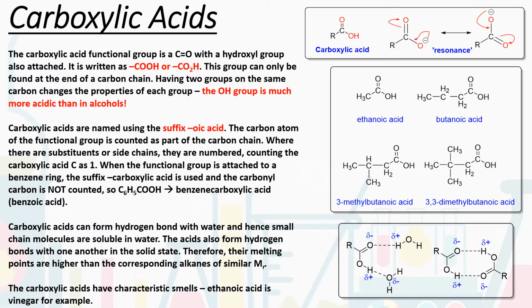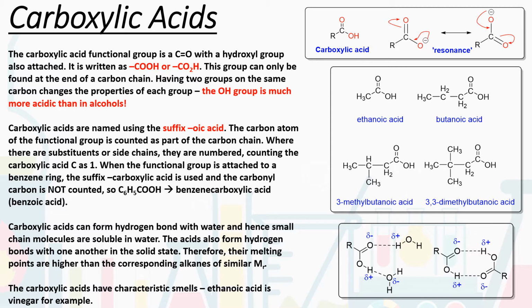And so if we're drawing out these pictures, remember that we always show all of our partial charges. So delta negatives on the oxygens, delta positive on the hydrogens. And then we show our hydrogen bond, our sort of dashed line going from the lone pair on the oxygen of the carbonyl group, or the oxygen of the water, to a delta plus hydrogen.